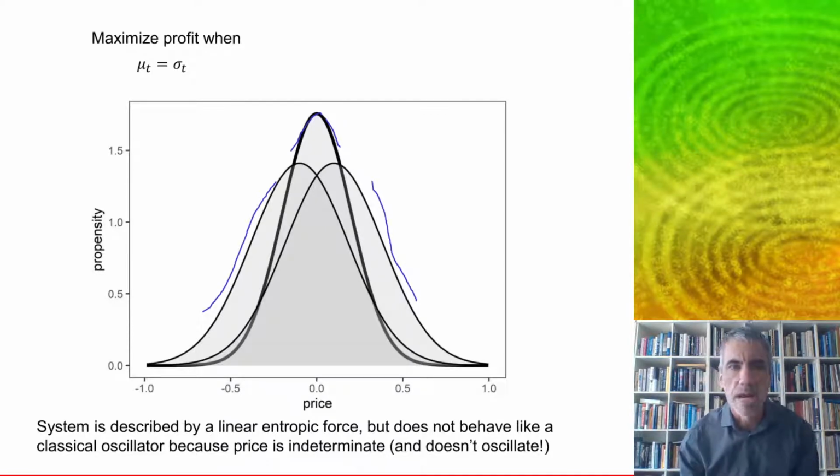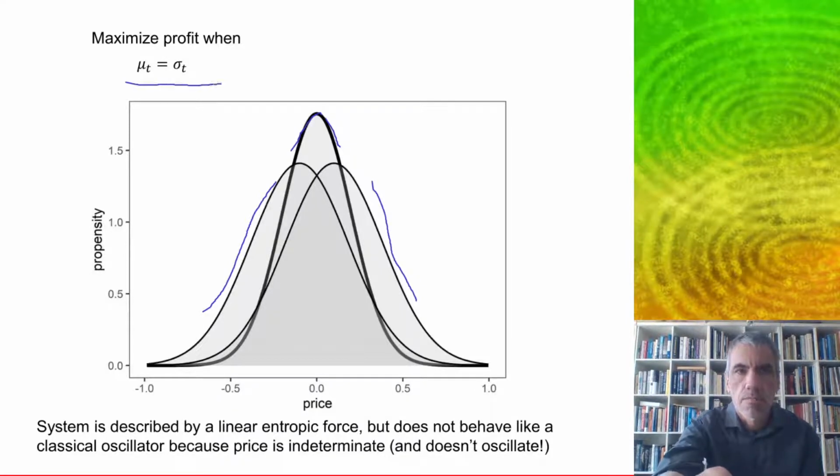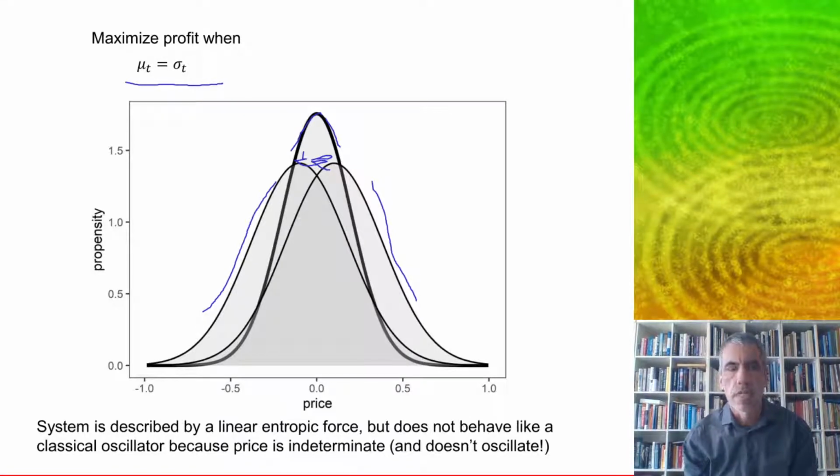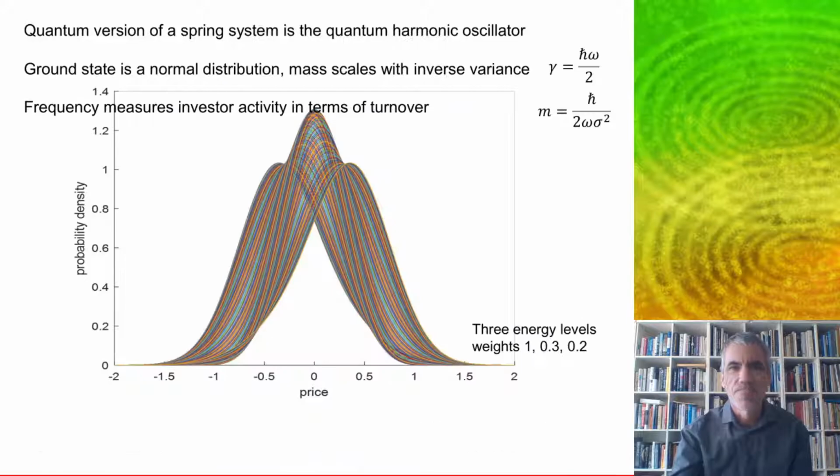A market maker would maximize profit if the spread between the buyer and the seller price, that distance between the two peaks, is equal to the standard deviation of the joint propensity. And this system is described by a linear entropic force, but it does not behave like a classical oscillator because we know that price is indeterminate, and of course prices don't actually oscillate.